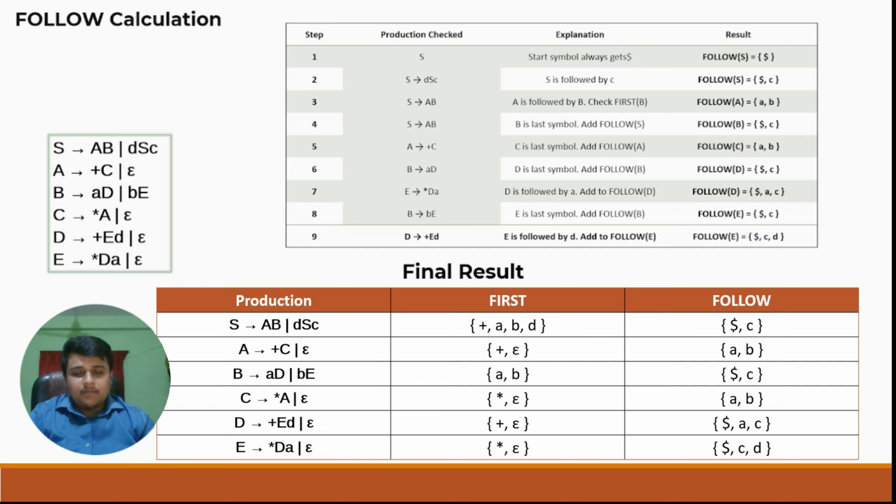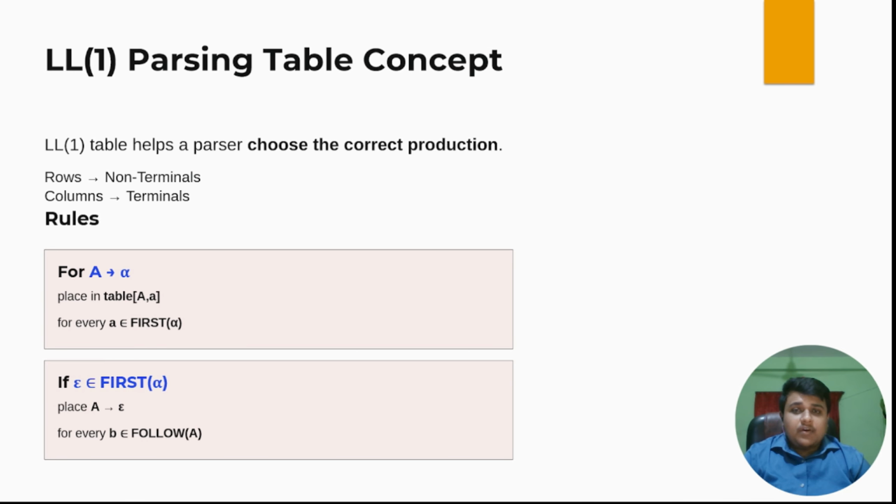Now that we have both first and follow sets, we can move to the final step of constructing the LL1 parsing table. LL1 parsing table construction. The LL1 parsing table helps the parser decide which production rule to use based on the current non-terminal and the next input symbol. The rows of the table represent non-terminals. The columns represent terminals including the $ sign.